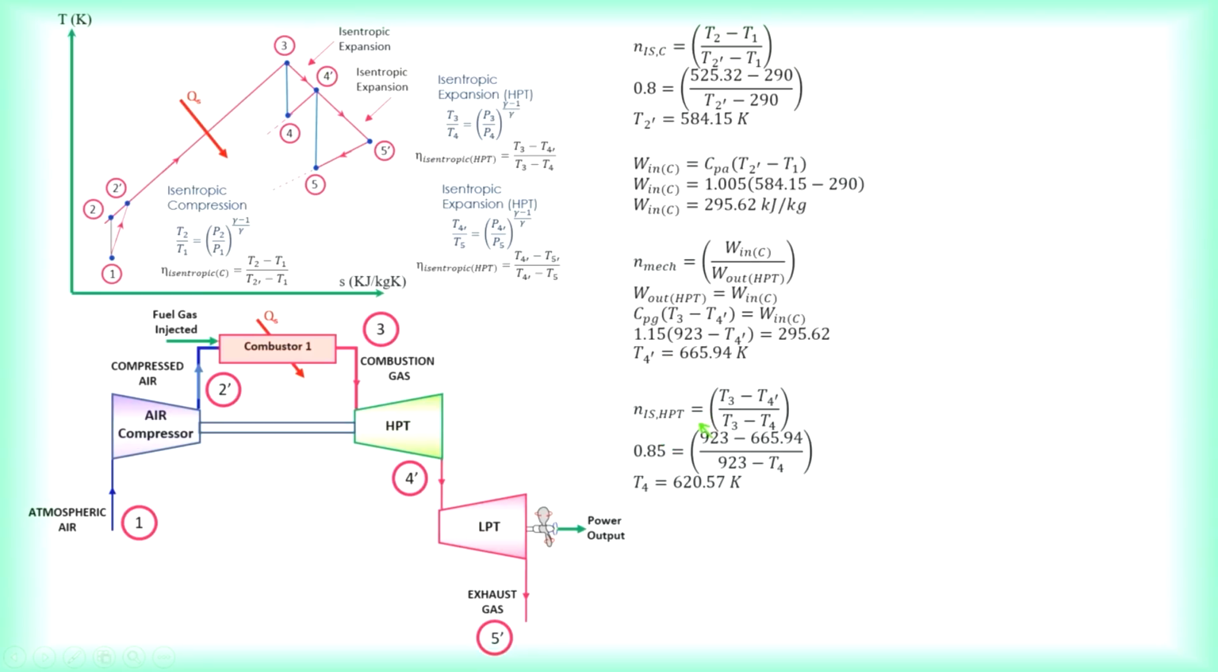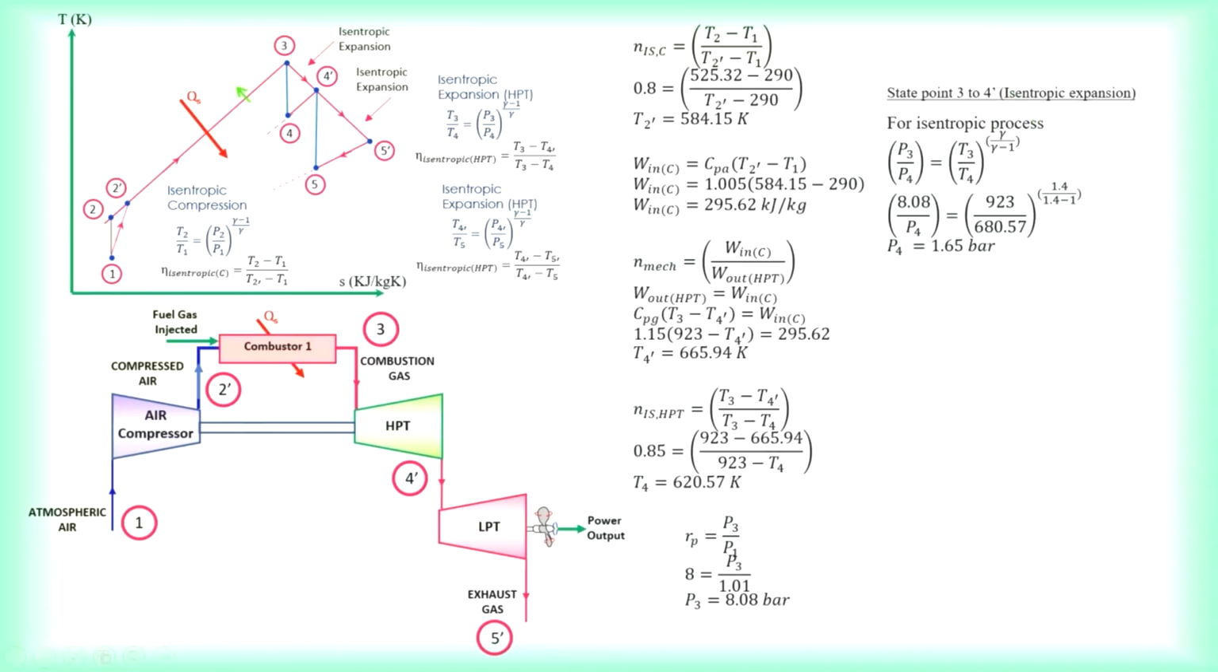Then the isentropic efficiency of the high pressure turbine. Remember, actual is T3 minus T4 prime, theoretical is T3 minus T4, so it's actual over theoretical, and it is given as 0.85. So T4 is 620.57. Then the pressure ratio is 8, so this pressure will be 8.08, because the pressure ratio is 8 to 1 and they have given us a pressure here of 1.01. So definitely this pressure here will be 8.08.